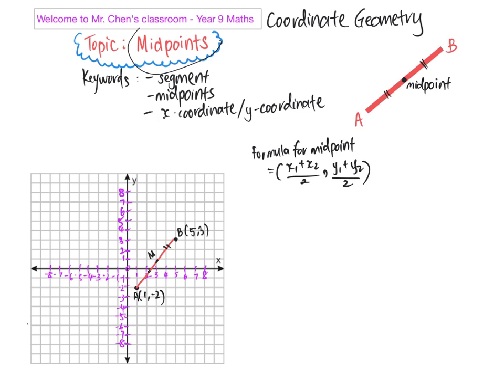There are three key points that you need to know. The first one is segment, the second one is midpoint, and the third one is x coordinates and y coordinates. Just a quick reminder, x coordinates are on the x-axis and y coordinates are on the y-axis. Anything on the x-axis is called the x coordinate, and anything on the y-axis is called the y coordinate.